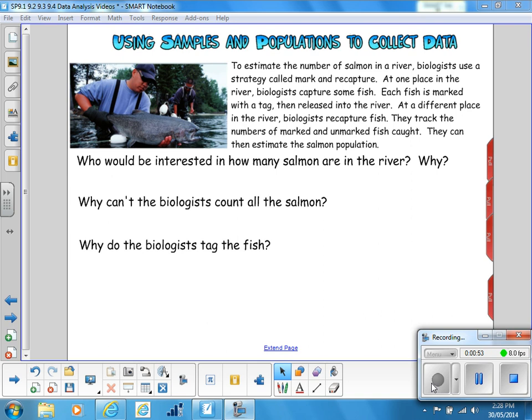Well, it's impossible to know that you've caught them all. And from observation, it would be difficult too, as salmon often swim in muddied waters. So it's just not possible to count them all.